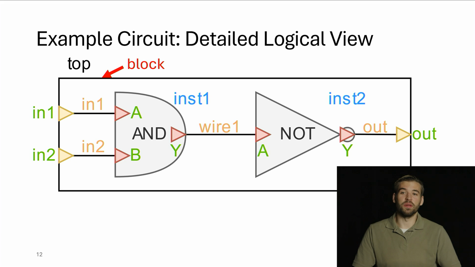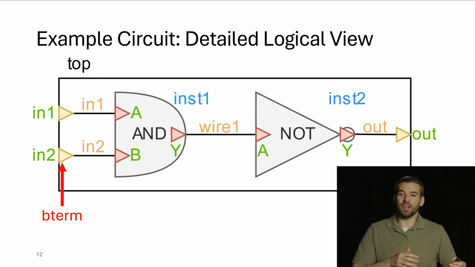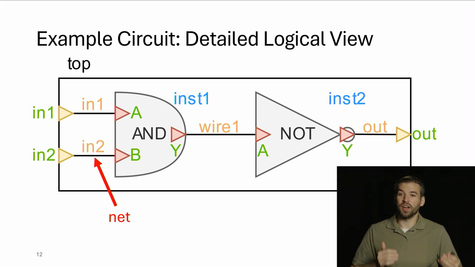Next, we have the inputs and outputs from the block. These represent the connections to the block from the outside world as well as from the block back to the outside world. Typically, we would call these inputs and outputs in Verilog, but here in the physical world, we call them B terms, which is short for block terminals. Those block terminals are then connected to our wires, which would connect to our gate. In the physical world, we call them nets. And in this case, we have our nets in1, in2, wire 1, and out.